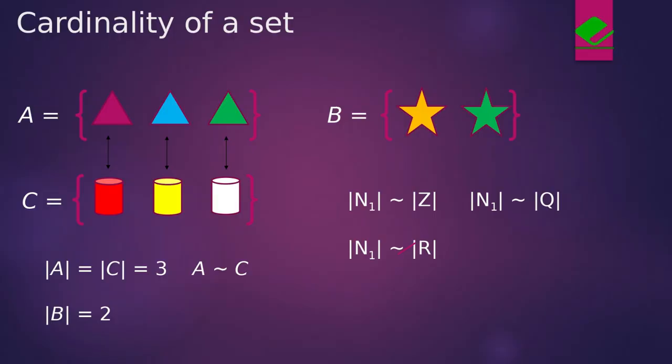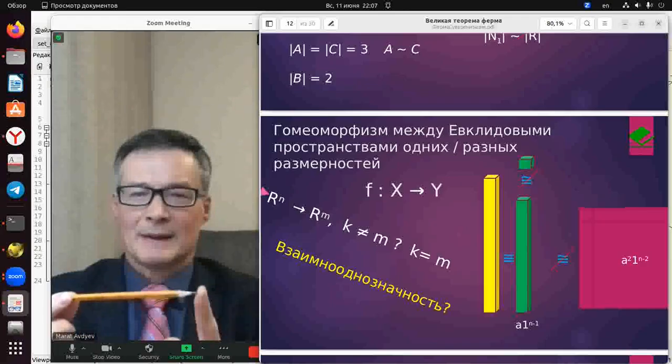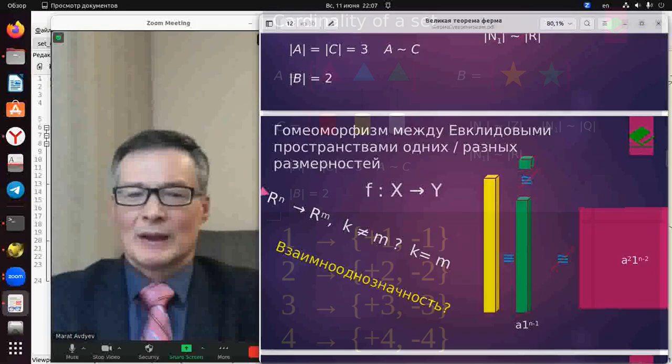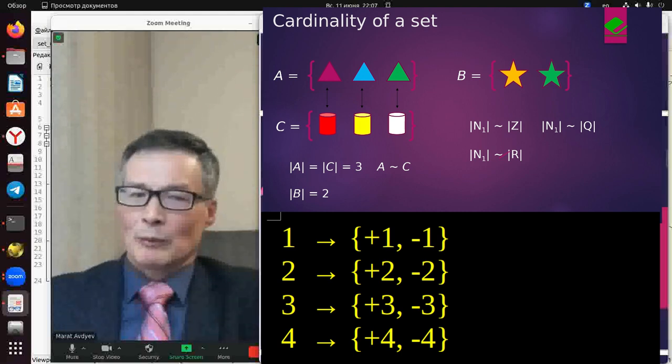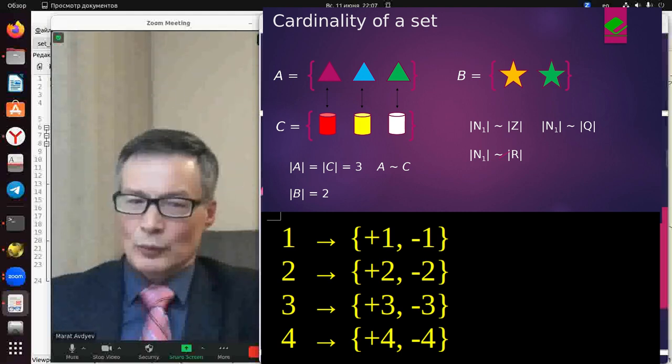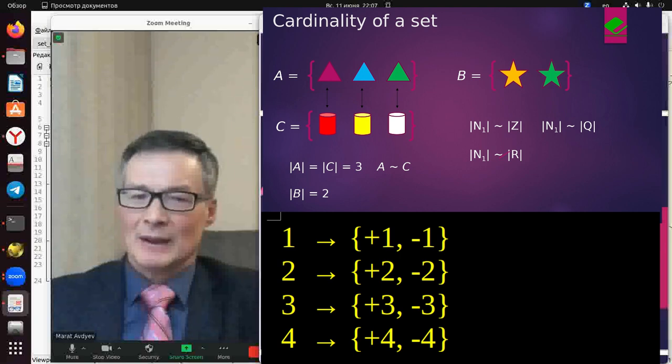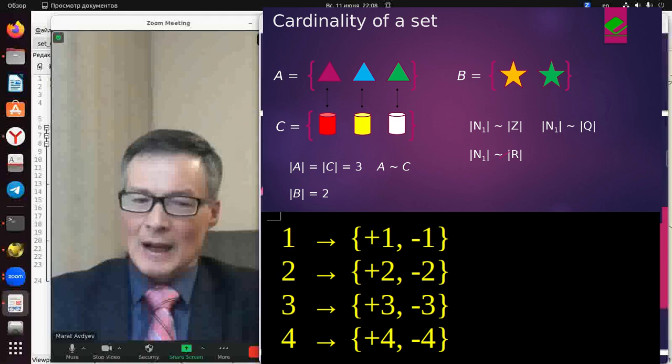It is easy to understand that the set of natural numbers is equivalent to the set of whole numbers because each pair plus and minus 1, plus and minus 2, plus and minus 3 and so on is numbered with one number. Such a set is called a countable set. The set of natural numbers is countable, and the set of rational numbers is also countable.